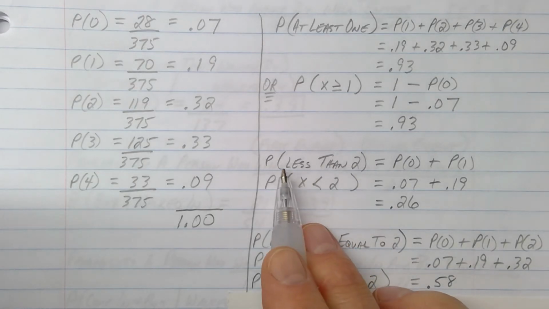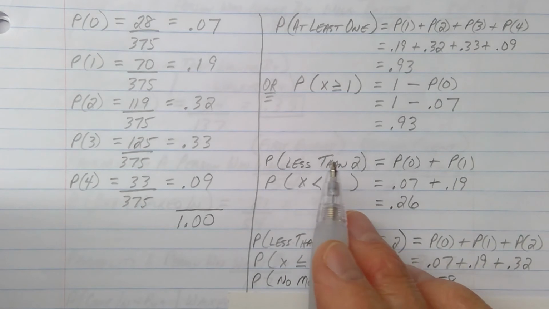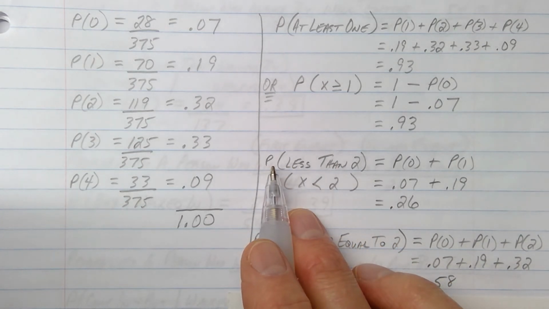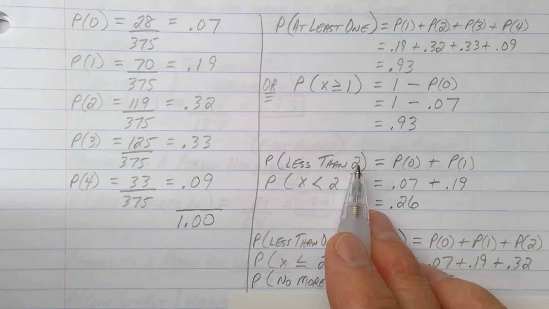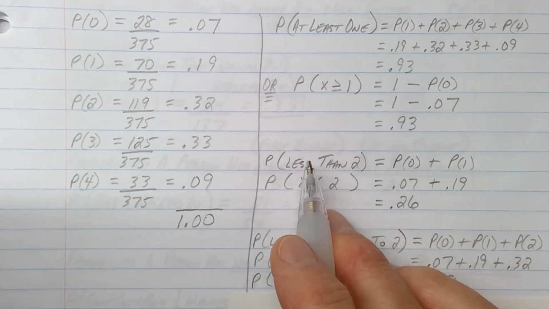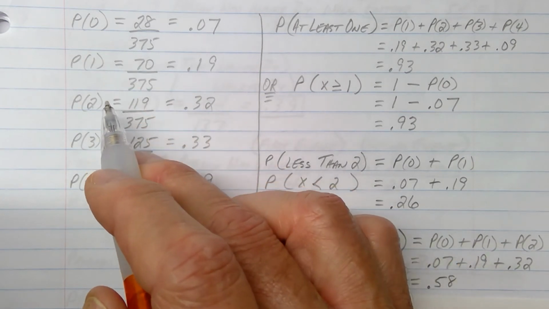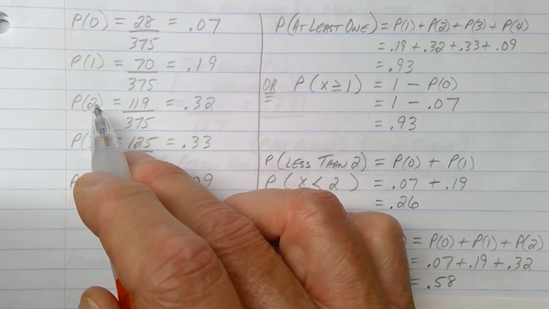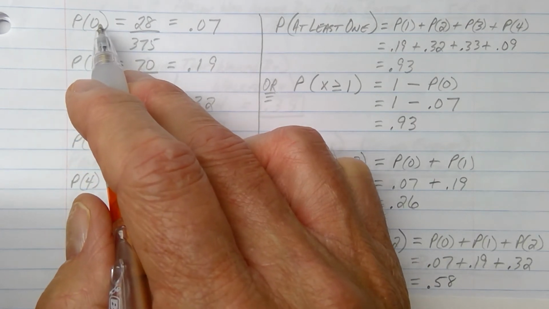Okay, now we got to be careful here. The probability of less than 2 and the probability of less than or equal to 2, we got to differentiate between those two. Probability that I grab a random student out of the hallway and they have less than 2 of the study skills. Well, what does that mean? If mom says you can have less than 2 pieces of candy, that means you can't have 2. You can have 1 or you can have none. So I can't have 2. I can have less than 2. That means I can have 1 or I can have 0.